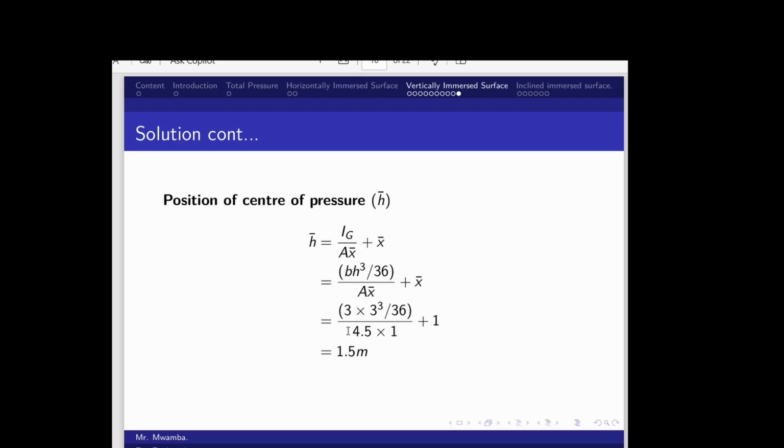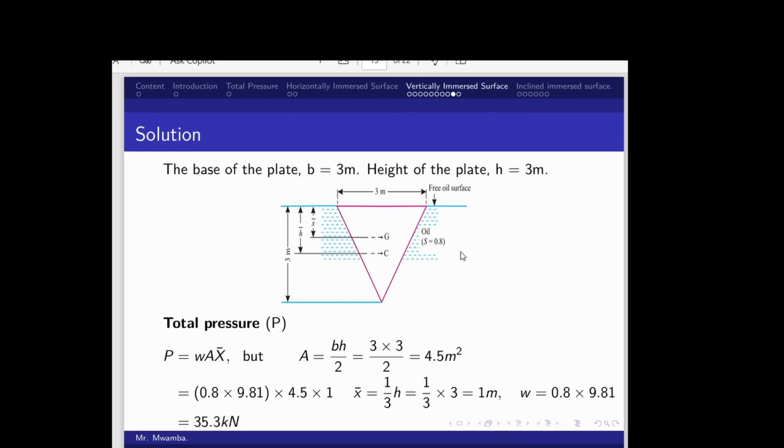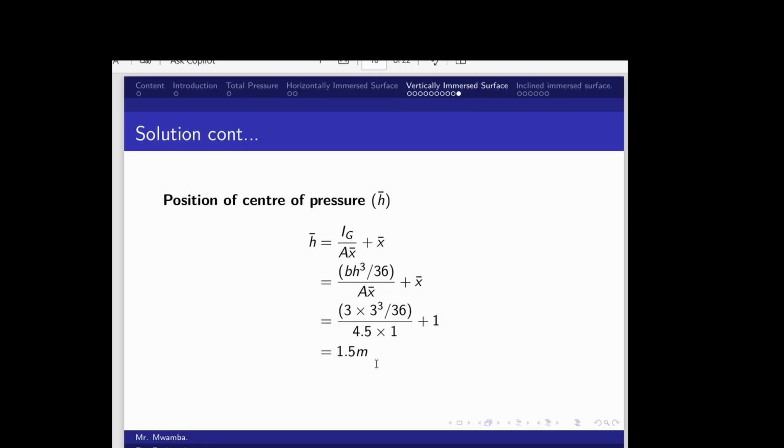Then the area has been found, and there's a problem here. Why do I have a 1? Oh, it is a 1 actually, yes. The x bar has been found to be a 1. So 4.5 times 1, plus 1, then simplify everything here, you should get 1.5 meters for the height, for the point at which this pressure is acting on the given surface.